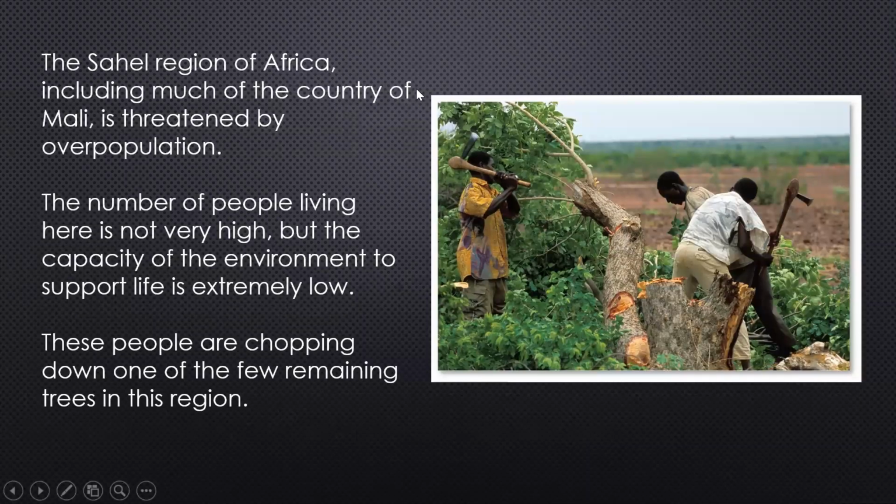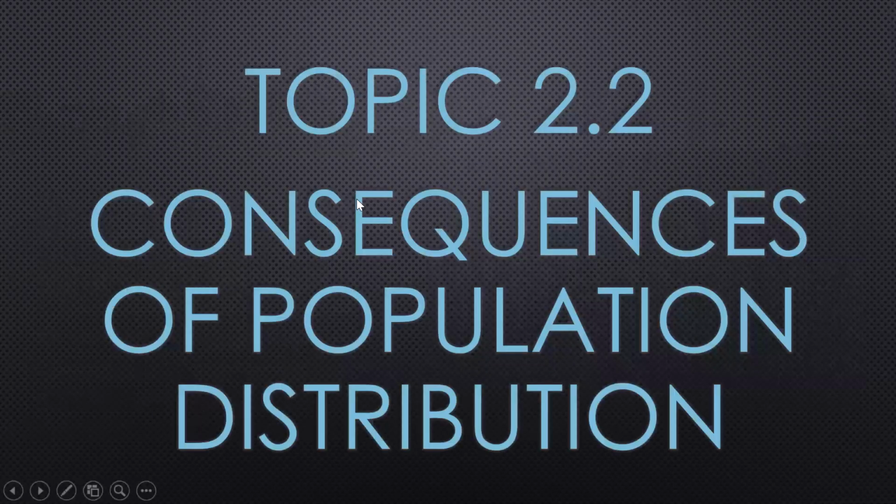Okay, we could look at this example here, right? The Sahel region of Africa, including the country of Mali, is threatened by overpopulation. The number of living people here isn't necessarily high, but the capacity of the environment to support life is extremely low, hence overpopulation. Think of overpopulation like that, not just some high number. These people are chopping down one of the few remaining trees in this region. It would be interesting to see the physiological and agricultural density of this nation.